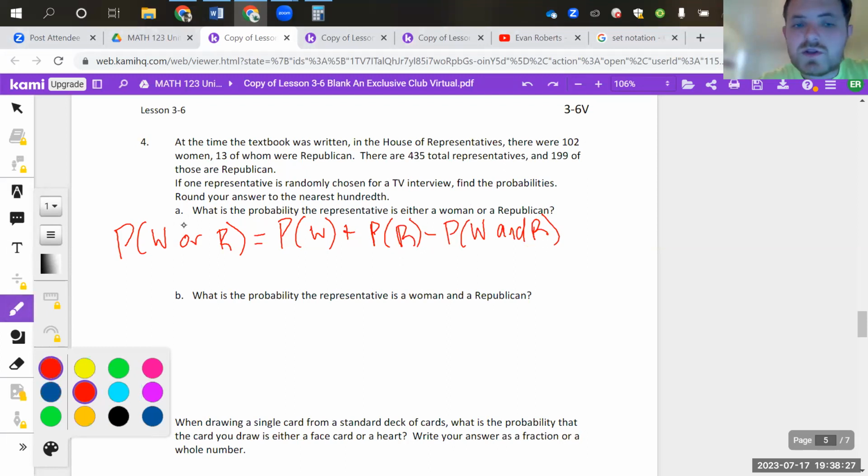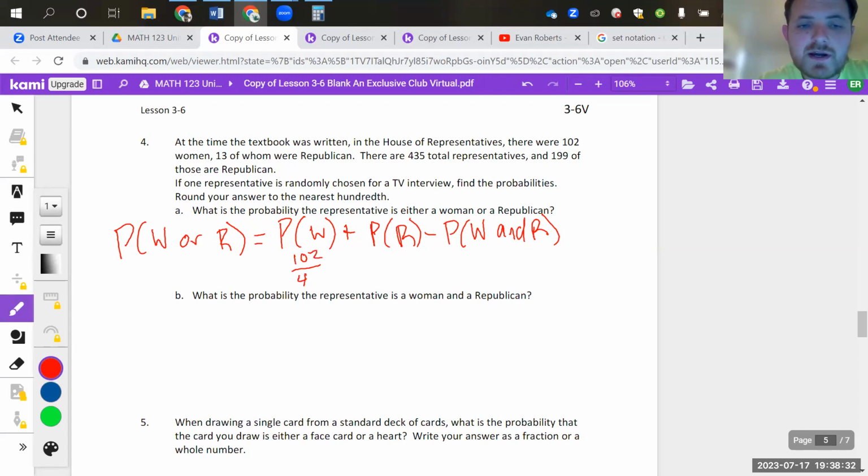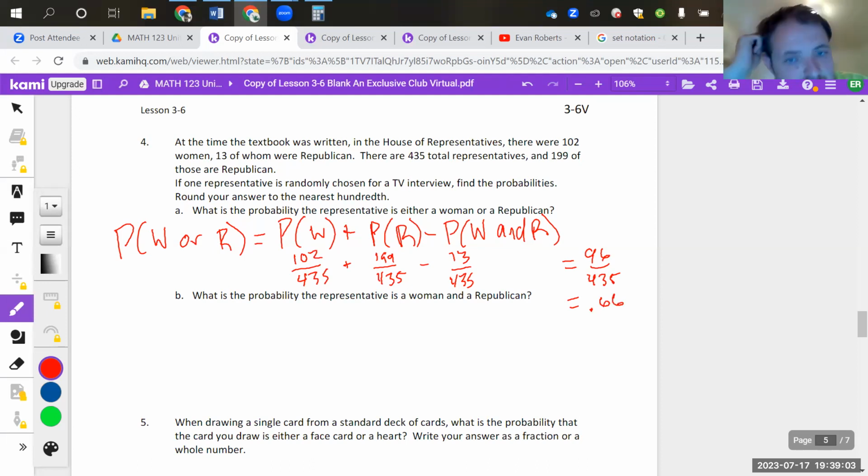So it looks like there were 102 women out of the 435. It looks like there were 199 Republicans out of the 435. And then the women that were Republican, there were 13 of them out of the 435, which when you add and subtract that all, ends up with 96 out of 435, which as a decimal would be 0.66.